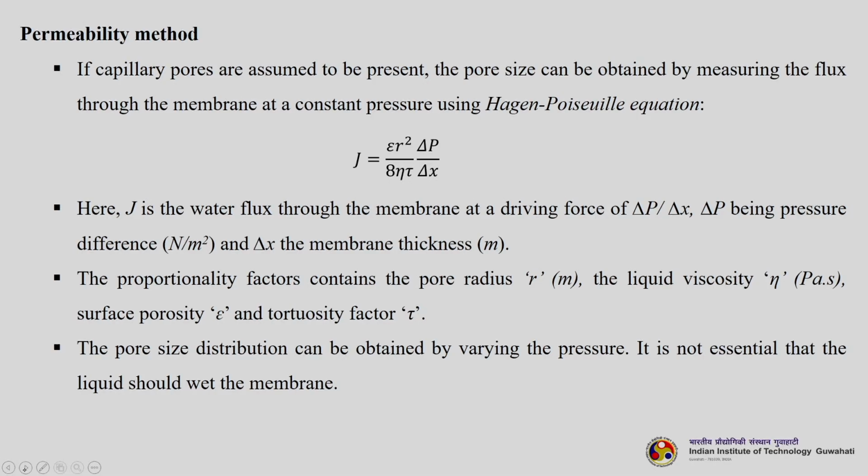If you assume capillary pores to be present, the pore size can be obtained by measuring the flux through the membrane at a constant pressure using the Hagen-Poiseuille equation. So, here J is the water flux through the membrane at a driving force delta P by delta x, delta P being the difference in pressure, Newton per meter square, and delta x is the membrane thickness. Tau is the tortuosity factor, epsilon is the surface porosity, R is the pore radius, and eta is viscosity. So, pore size distribution can be obtained by varying the pressure. It is not essential that the liquid should wet the membrane.